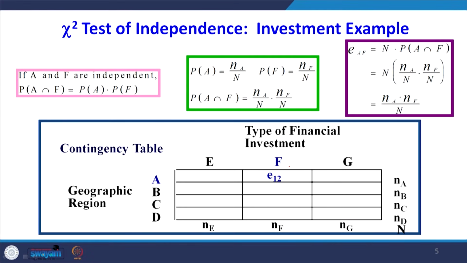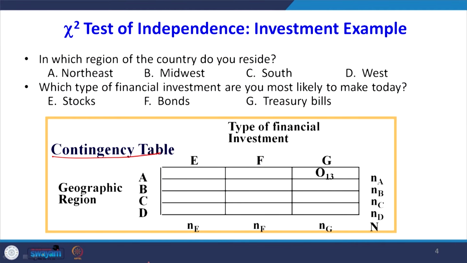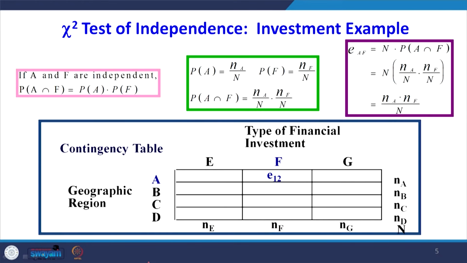This was the theory behind this test of independence. Suppose A and F are independent. What is A here? A means the first option, that he belongs to the northeast region, and F means he is willing to invest in the bond. If A and F are independent events, we can write P of A intersection F is P of A times P of F.